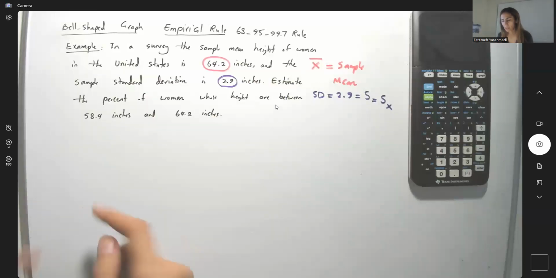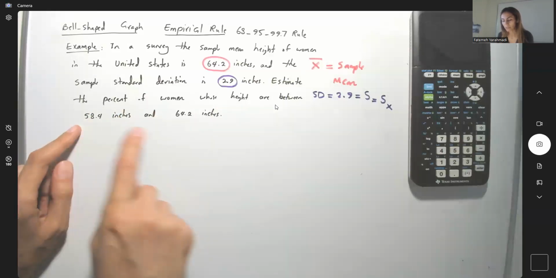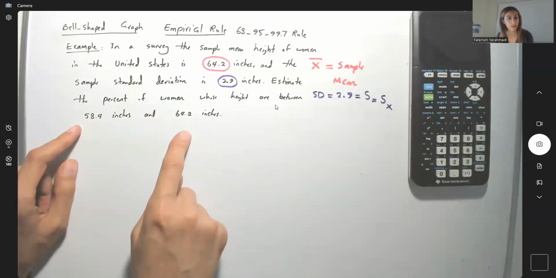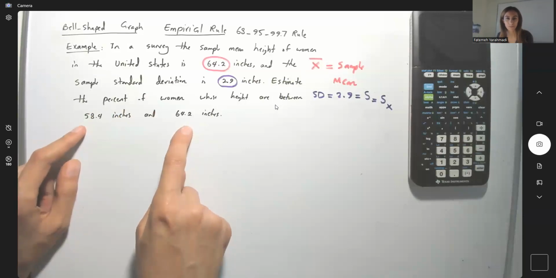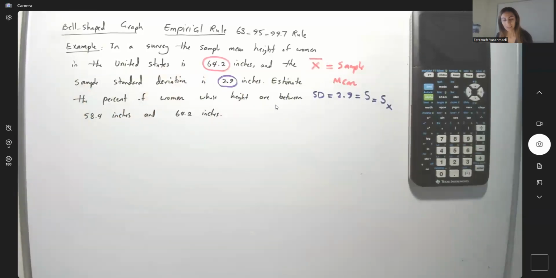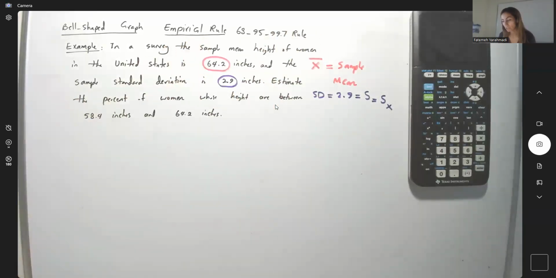Now it says, what percent of women's heights are between 58.4 and 64.2 inches? Well, given that this is a normal distribution, we expect this to follow the 68, 95, 99.7 rule, or empirical rule. What's the meaning of that?